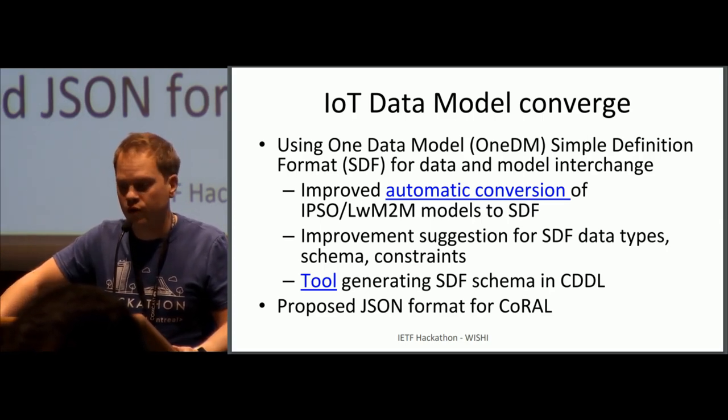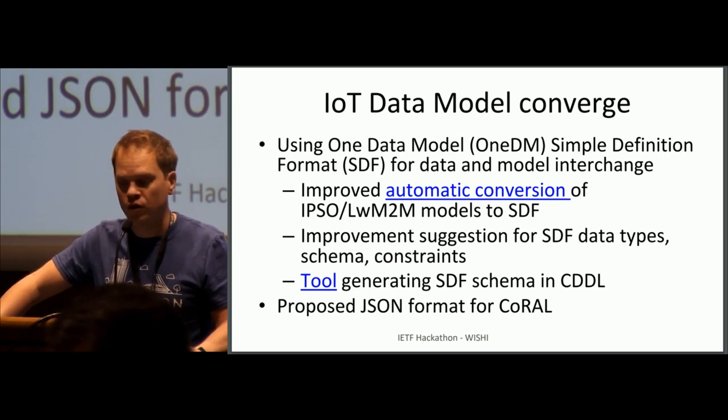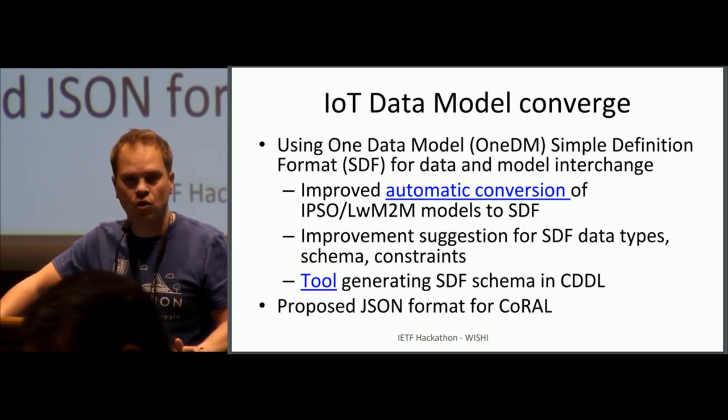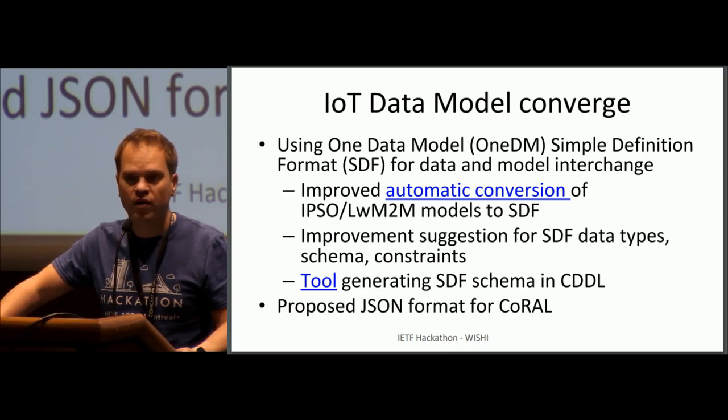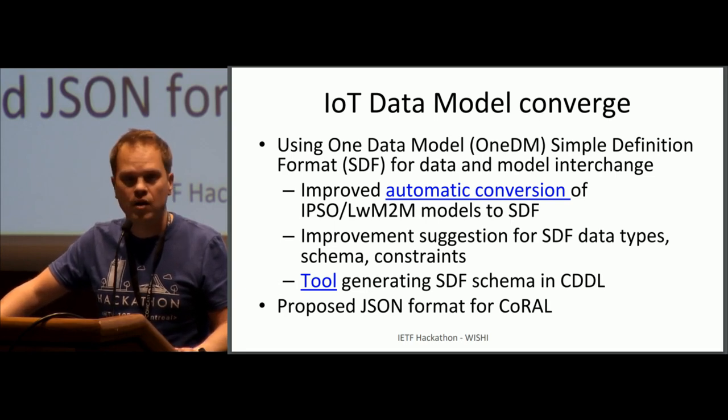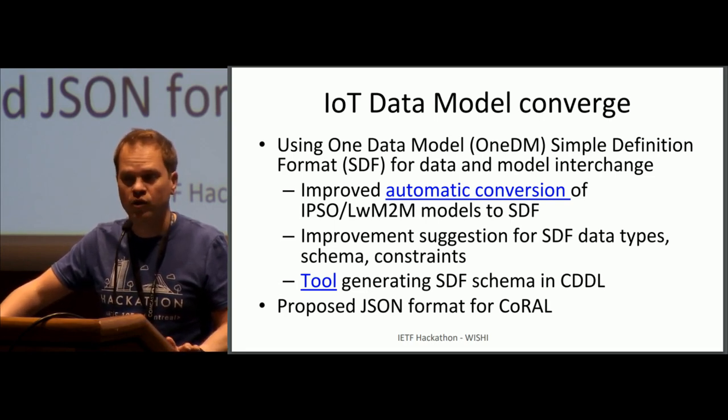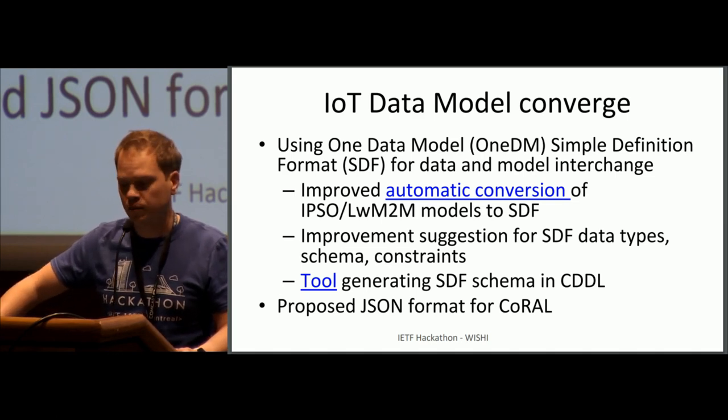On the data model convergence, we use the One Data Model Simple Definition Format to do data and model interchange. So the format is a language that you can use to describe data models from a variety of different organizations. And based on those descriptions, you can do, for example, translators between those models, but also be able to exchange model data. So bring, for example, models from different ecosystems to your ecosystem.